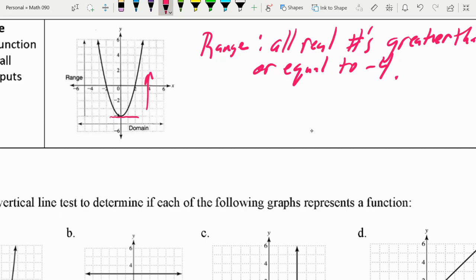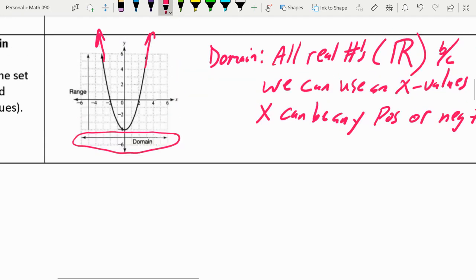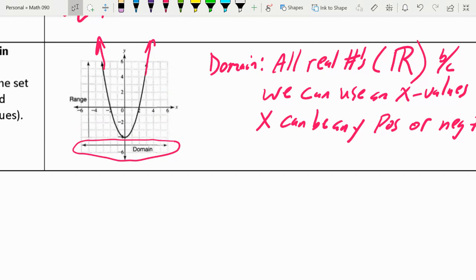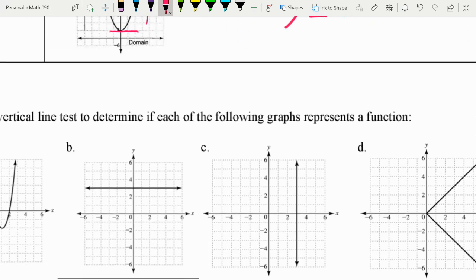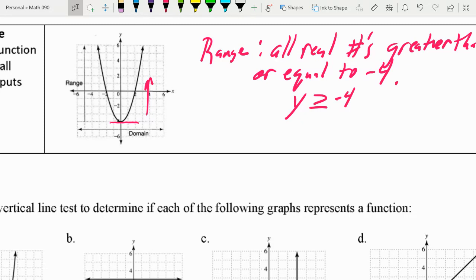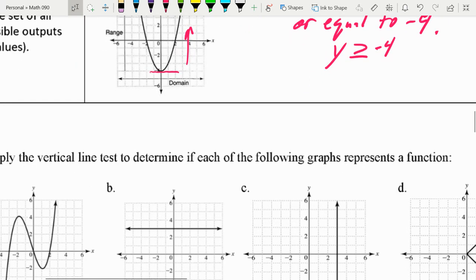Now, the way people in math would write this, because people in math are lazy, you would say y is greater than or equal to -4. So that's how you would say the range. And for this one, all real numbers, again, they would just use that R symbol. This one keeps going up forever and ever. It's never going to stop. So if I said, can y be 1 trillion, yes, it can be just a huge number.